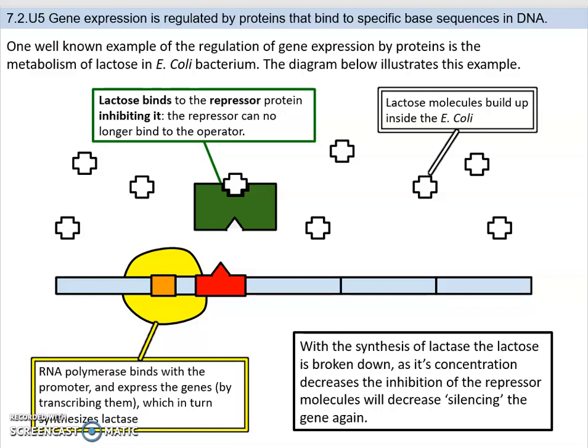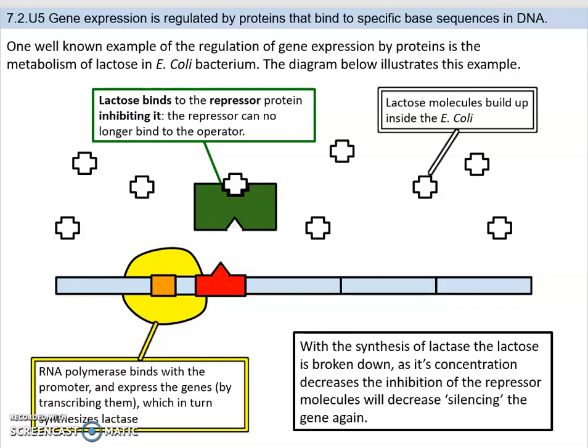If the E. coli comes into contact with lactose sugar, then it needs to be able to break the bond between the monosaccharides to make glucose and galactose. And glucose and galactose can then be metabolized by the E. coli. So to do that, you need to have lactase, the enzyme.